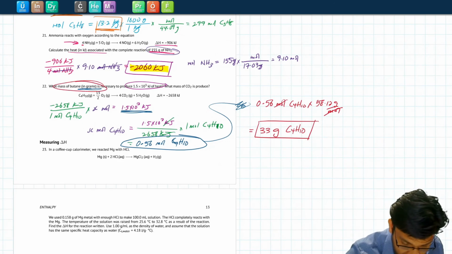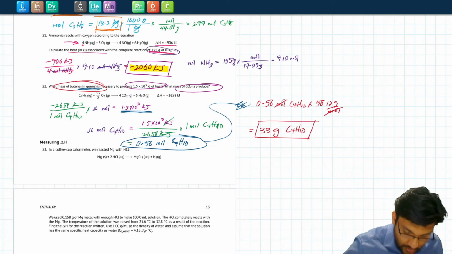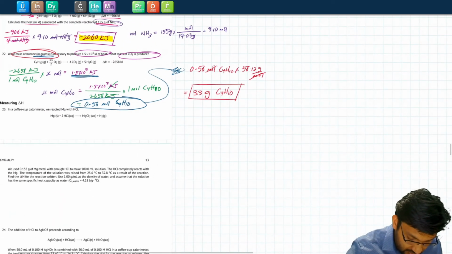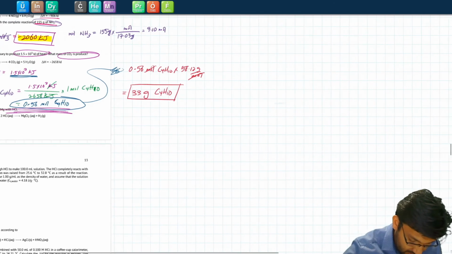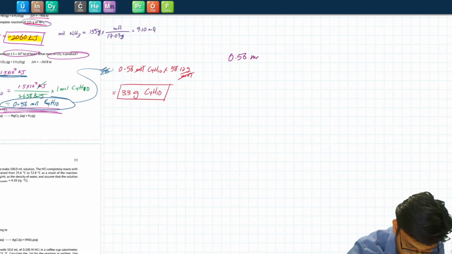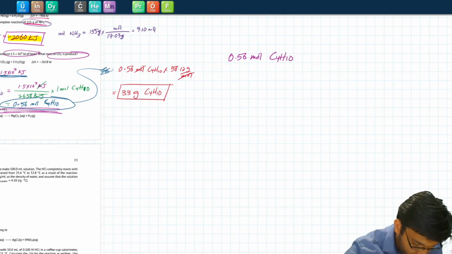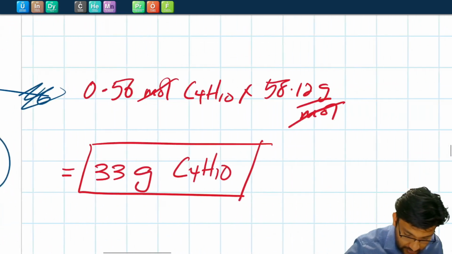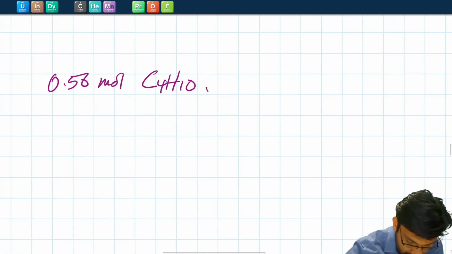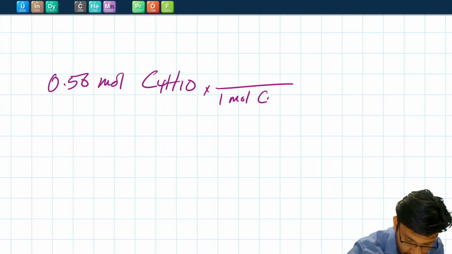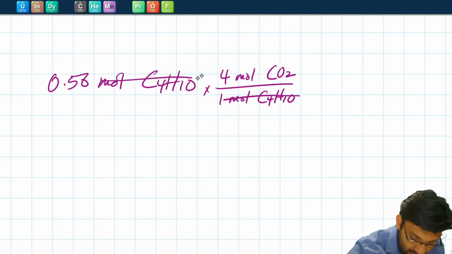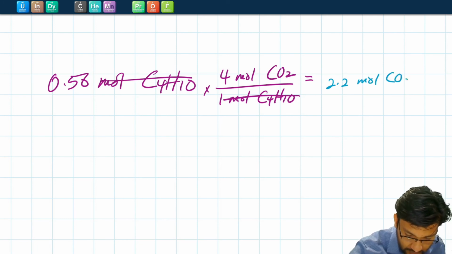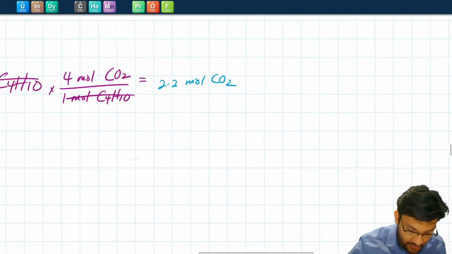The second part of the question is, what mass of CO2 is produced? Well, to figure that out, let's use mole ratios. We know the number of moles of butane that we use: 0.56 moles of butane. How does that relate to the moles of CO2? For every 1 mole of butane, we produce 4 moles of CO2, which means that this gives us 2.2 moles of CO2.